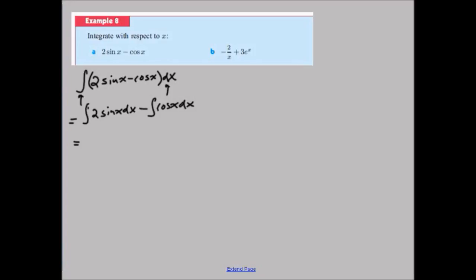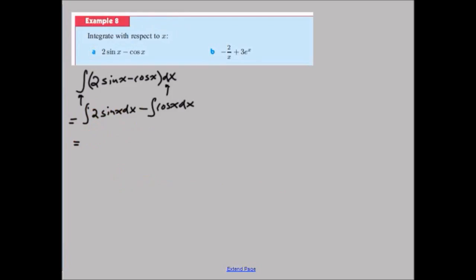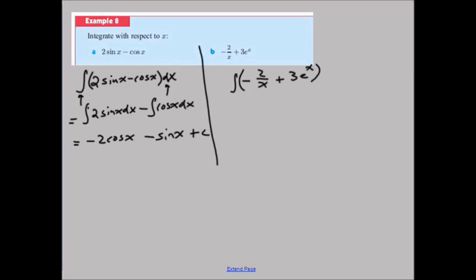So the integral of 2 sine x is, from our previous example, negative cos x. So negative 2 cos x. Subtract our integral of cos x, which is sine x. And then plus c. Secondly, we're taking the integral of negative 2 over x plus 3e to the power of x, and we need our dx for notation here.